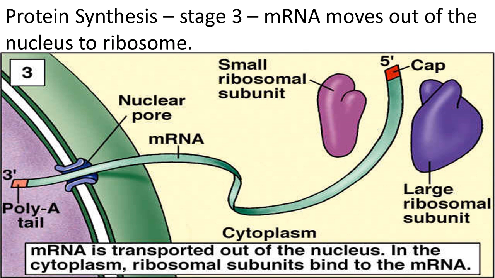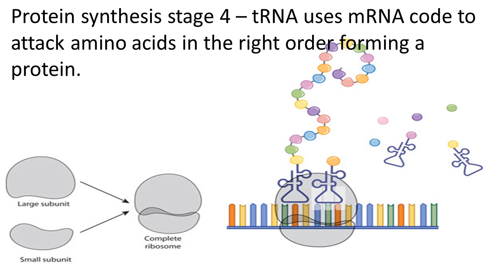Next step, protein synthesis, stage 3. Messenger RNA moves out of the nucleus through a nuclear pore, and here comes that ribosome with the small and the big subunits. They move together like a vice and they hold on to the messenger RNA. What comes next? Stage 4. Don't worry, it's getting complicated, but this is the last bit.